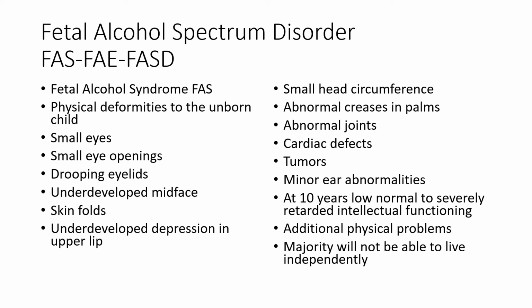There is physical deformation of the unborn child, small eyes, small eye openings, drooping eyelids, underdeveloped mid-face, skin folds, underdeveloped depression in the upper lip. There can also be small head circumference, abnormal creases in the palms, abnormal joints, cardiac defects, tumors, minor ear abnormalities. At 10 years, children who had fetal alcohol syndrome will have low normal to severely retarded intellectual functioning. There can be additional physical problems, and the majority of children born with fetal alcohol syndrome will not be able to live independently at any point in their life.